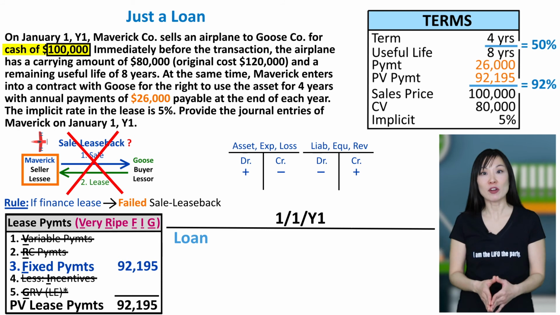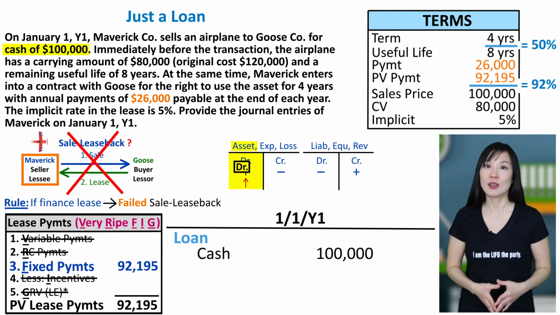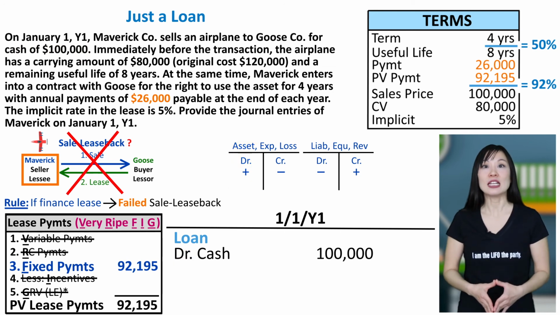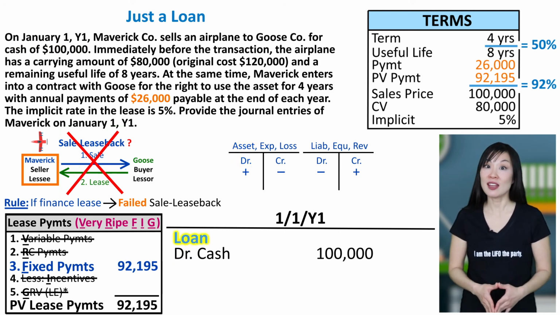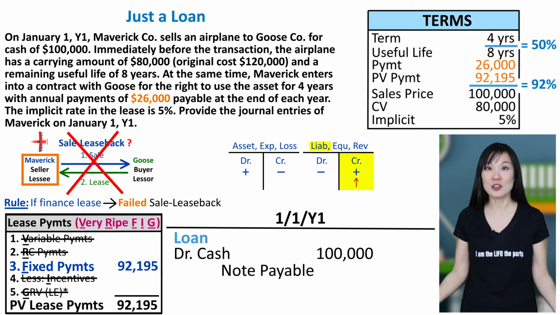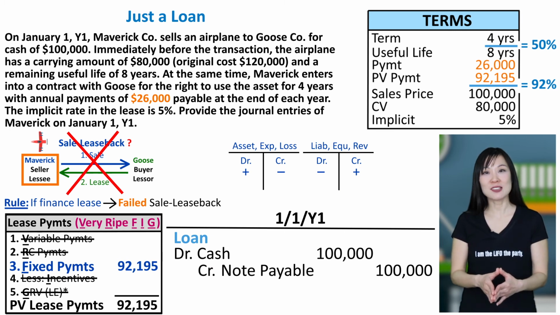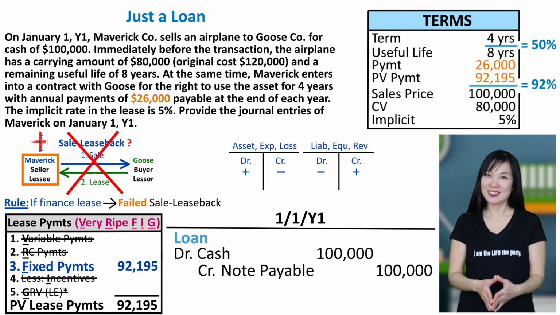Goose is still giving Maverick $100,000 cash. That's cash increasing, debit. What's the other side of the entry? It's a failed sale-leaseback. Then it's just a loan. Note payable. That's a liability increasing, credit, $100,000. Do our debits equal our credits? Yes, they do.